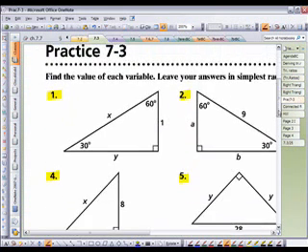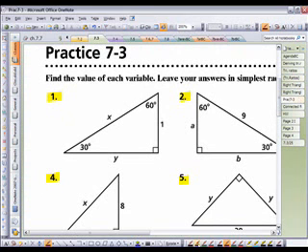All right. Number 1. This is a 30, 60, 90 triangle. You have the side opposite the 30. To go from 30 to the 60, you multiply by radical 3. 1 times rad 3 is rad 3. To go from the 30 side to the 90, you multiply by 2. 1 times 2 is 2.